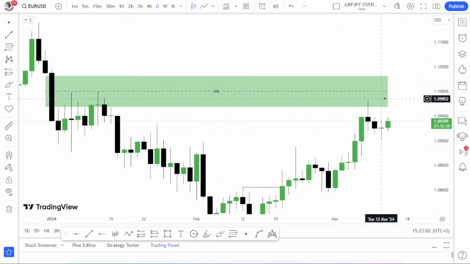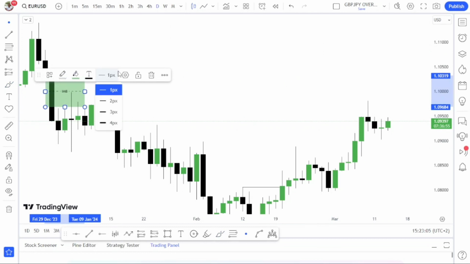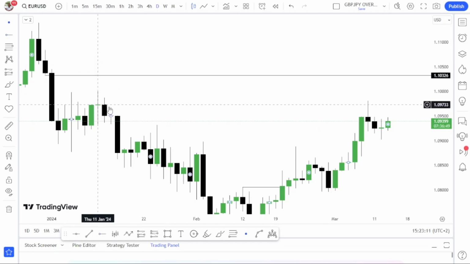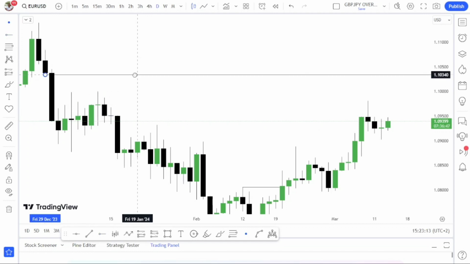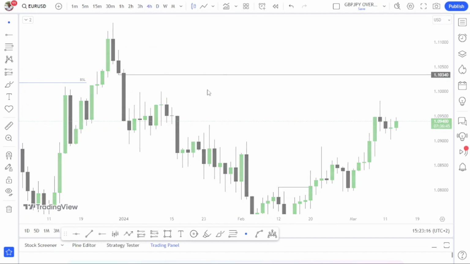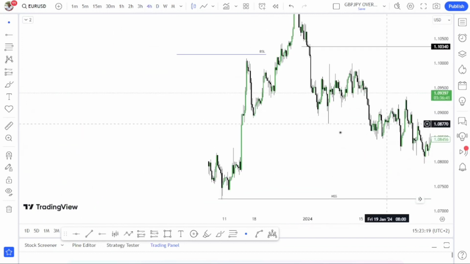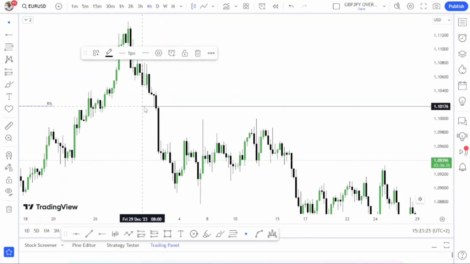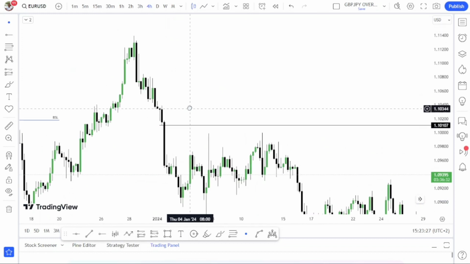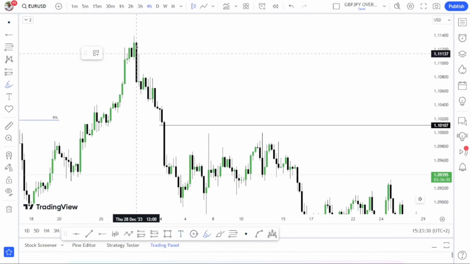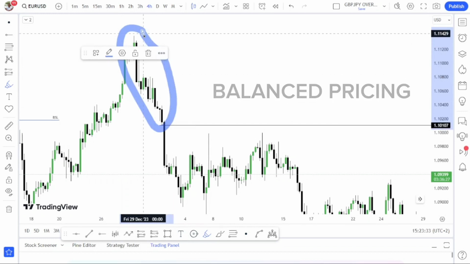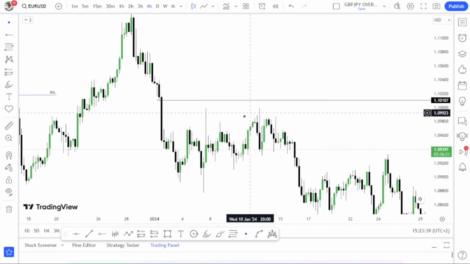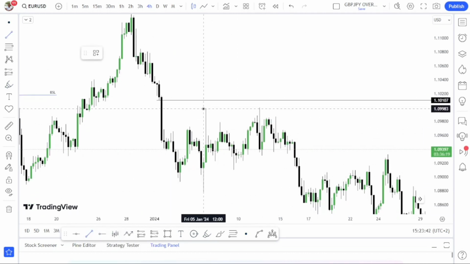Let me just try to clean up the charts, and then we can identify where the imbalance will be filled, to which point. Let's hop onto a 4-hour time frame. You can see that we should come to a lower point right here, because all we have in this range right here is balanced price. There's no inefficient pricing or anything of that manner. So there's still a bit that is left to be filled.